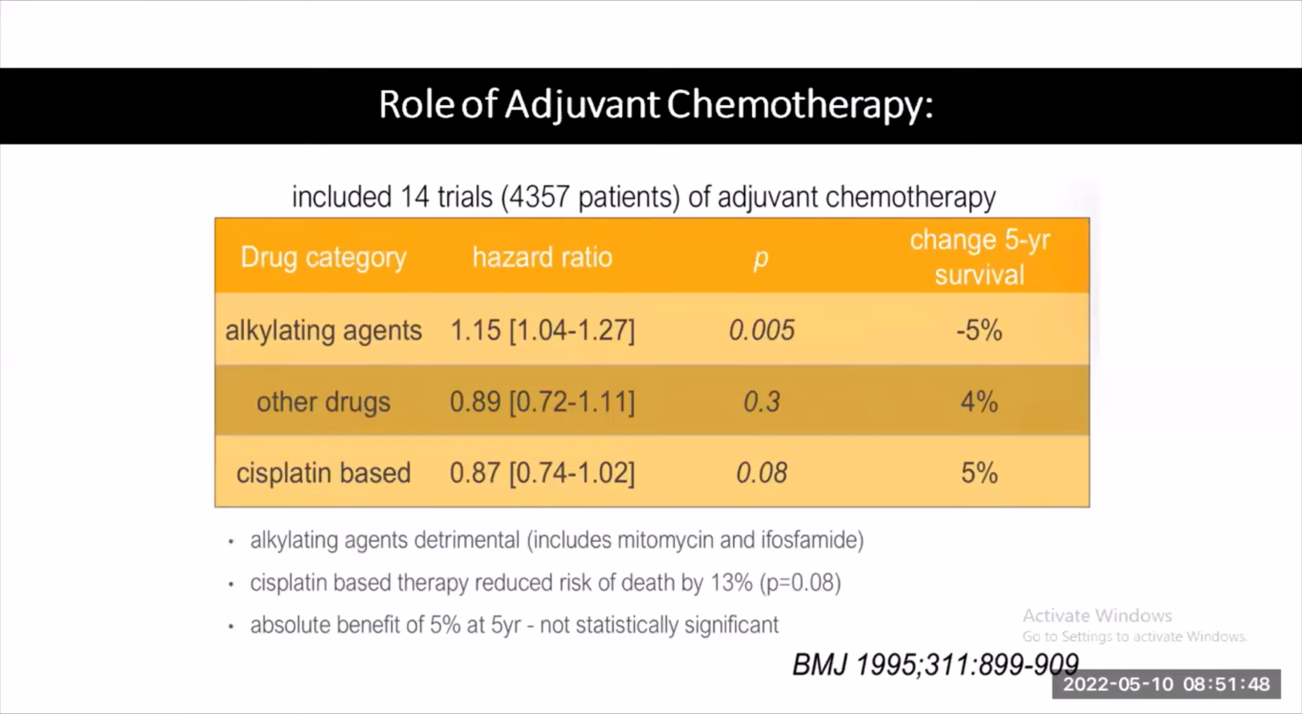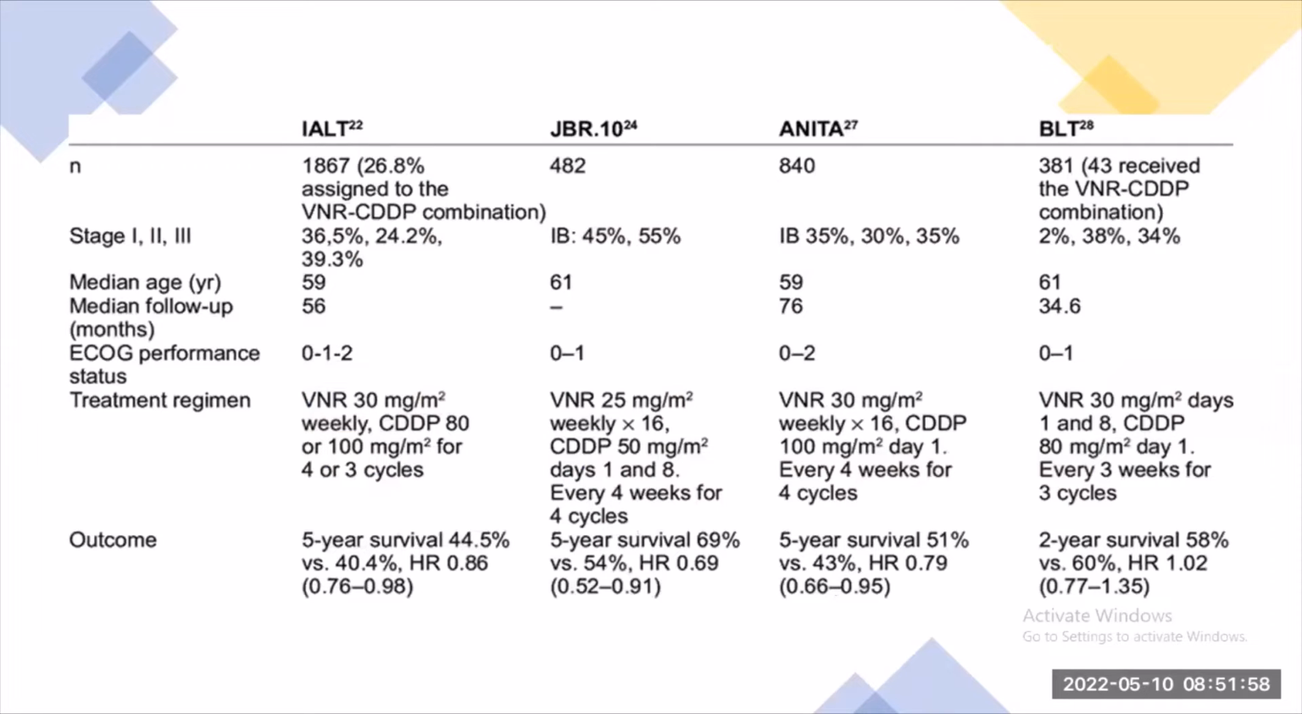It reduces 5-year survival by 5%. But if we use cisplatin-based chemotherapy, the 5-year survival increases by 5%. So based on this, multiple trials have tried cisplatin in doublet forms, for example, International Adjuvant Lung Trial, JBR10, ANITA, BLT. These all trials had stage 1, 2, and 3 lung cancer patients.